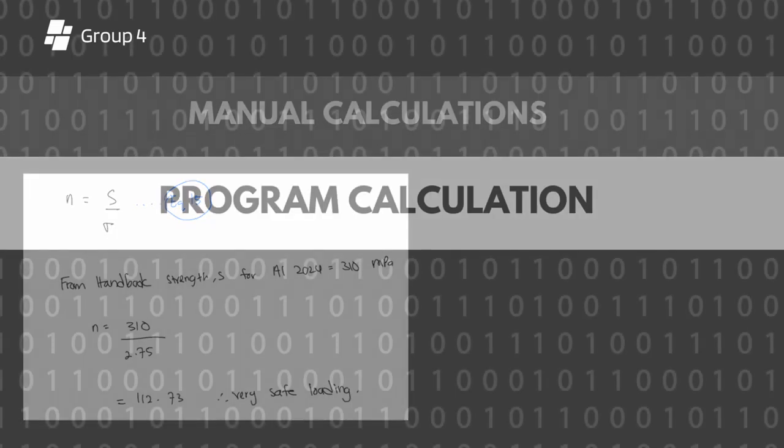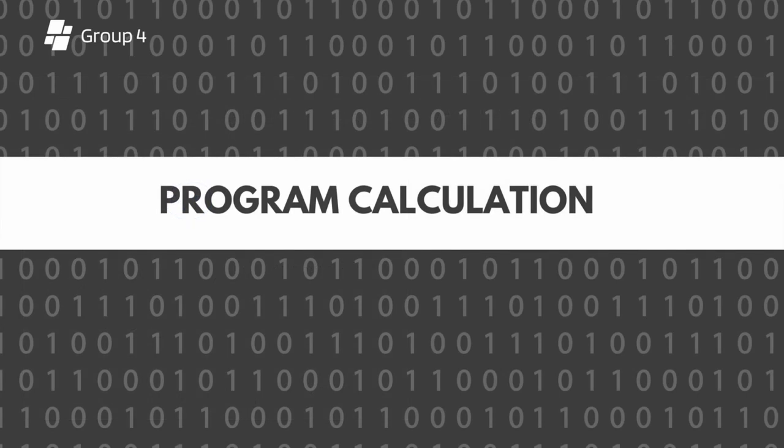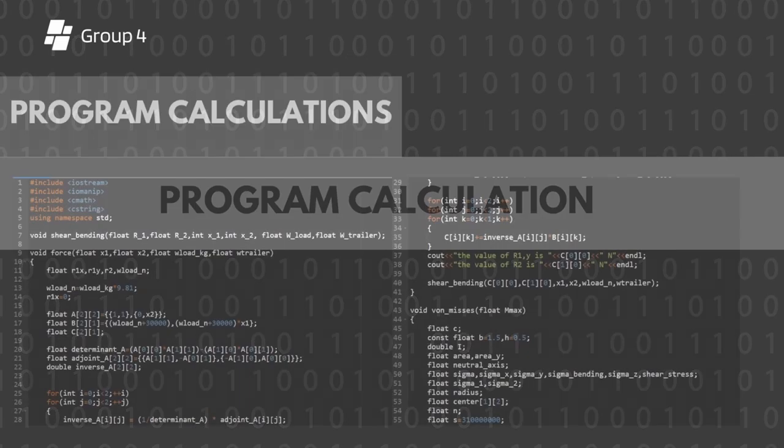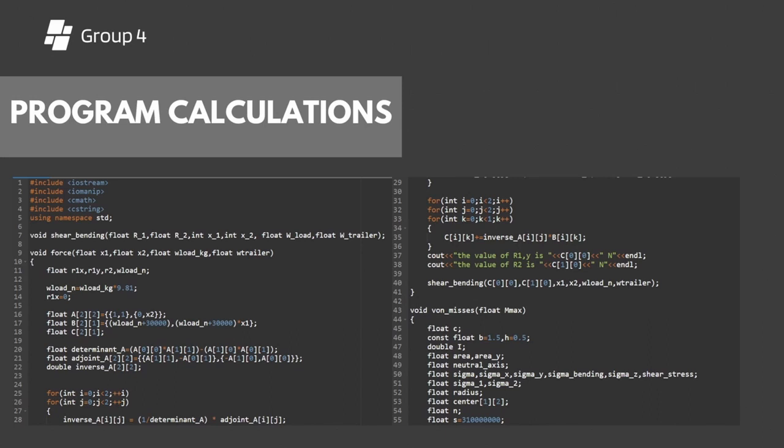Thank you. In our coding, we use three functions which are shear bending, force, and von Mises. In the force function, our program will show the value of R1y and the value of R. In the von Mises function, the program calculates the sigma A and sigma B. Then, it calculates the factor of safety, then prints it to the user.